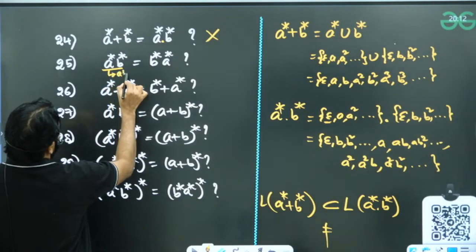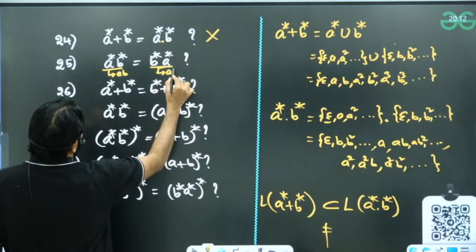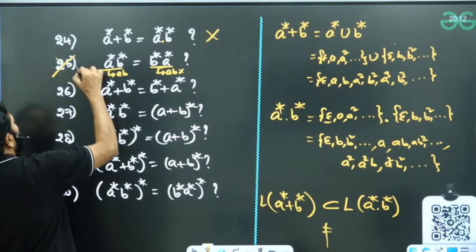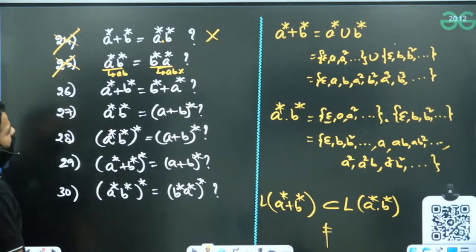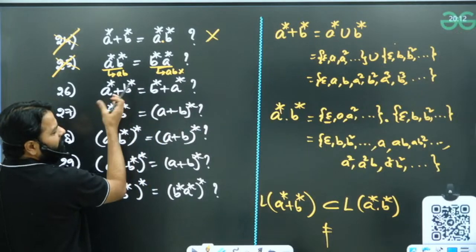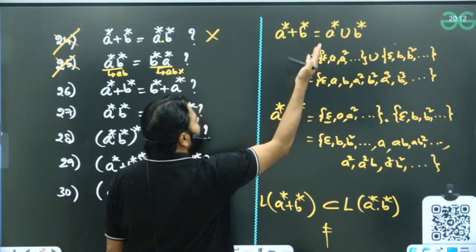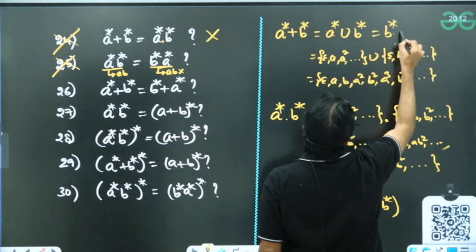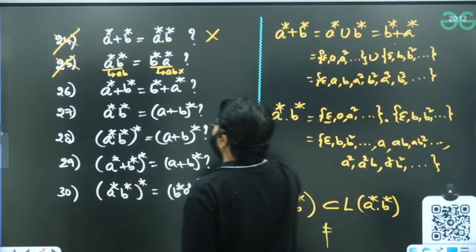Here AB is there, here AB is not there. That would be sufficient. Why? This is also not equivalent. Here both are the same, right? Union, you can do that. You'll get the same set of strings for both a star plus b star, which is also equal to b star plus a star. No issue with that. This is correct.